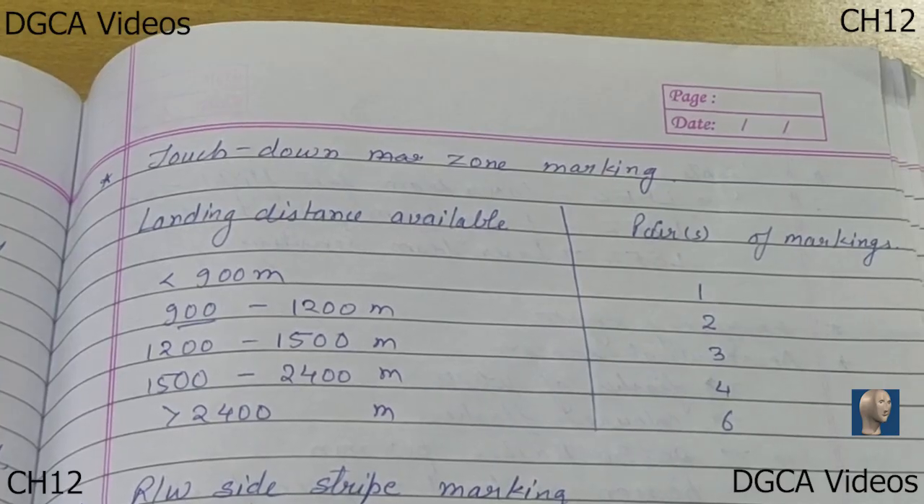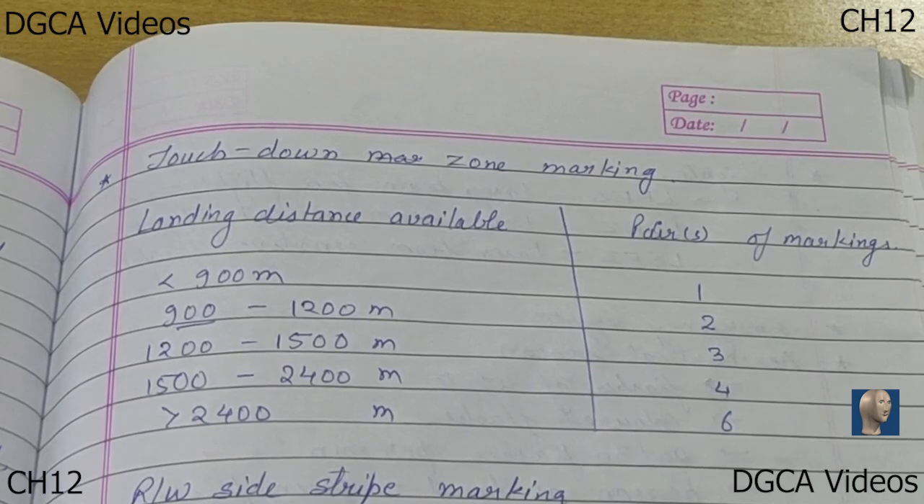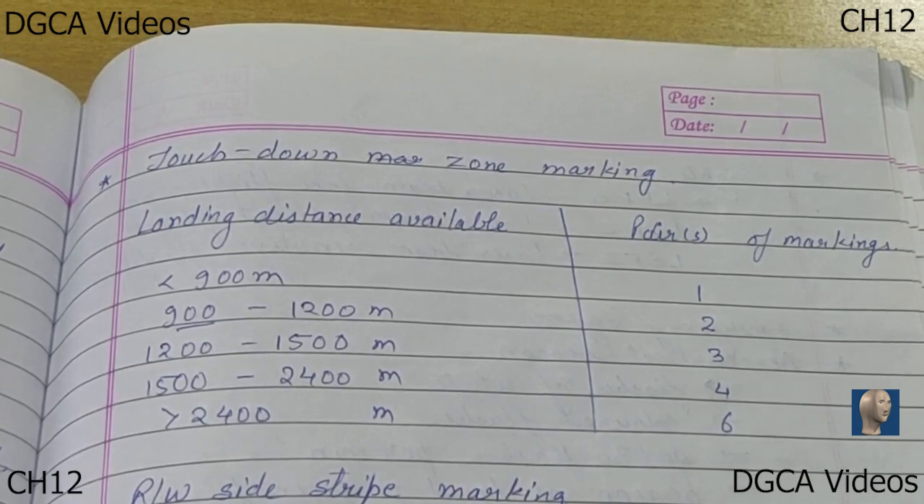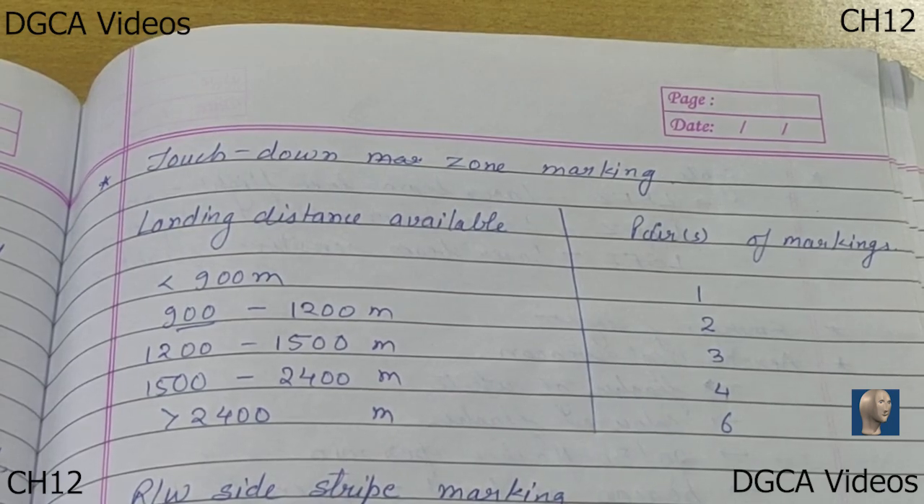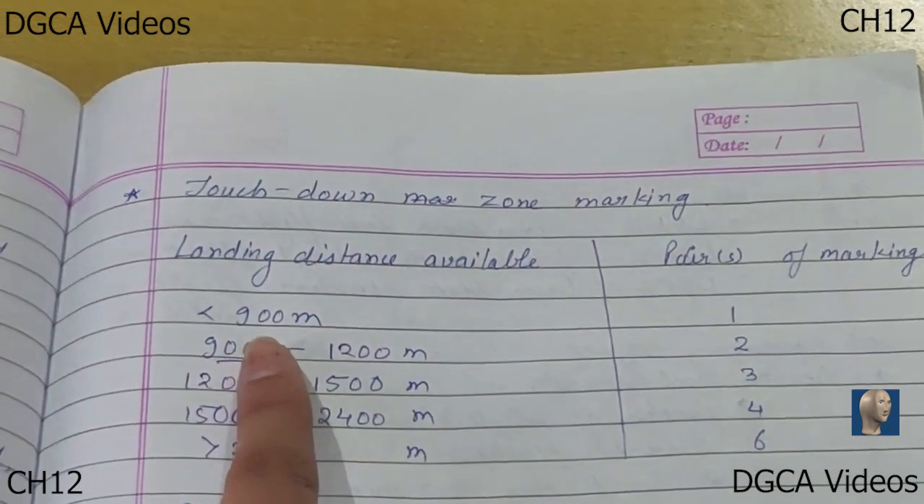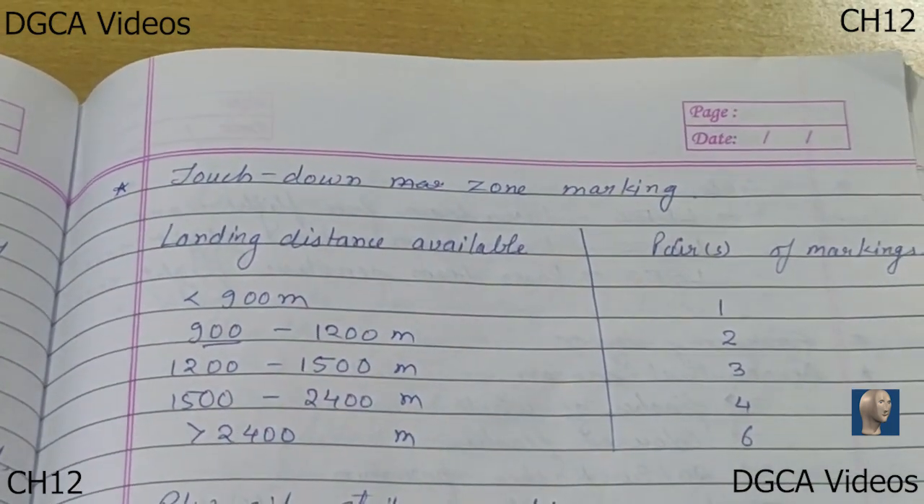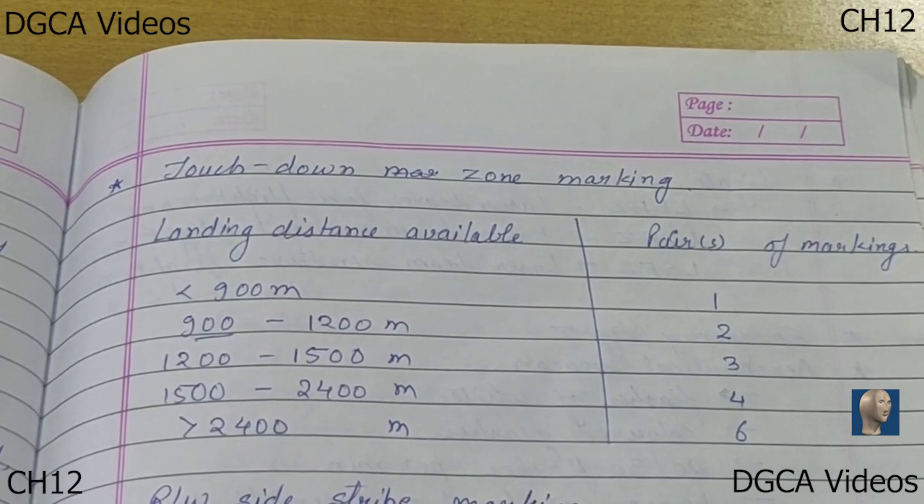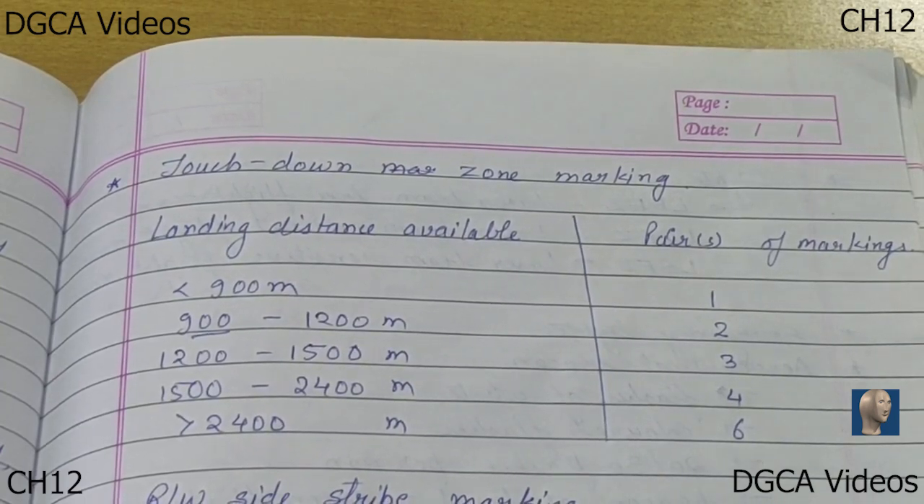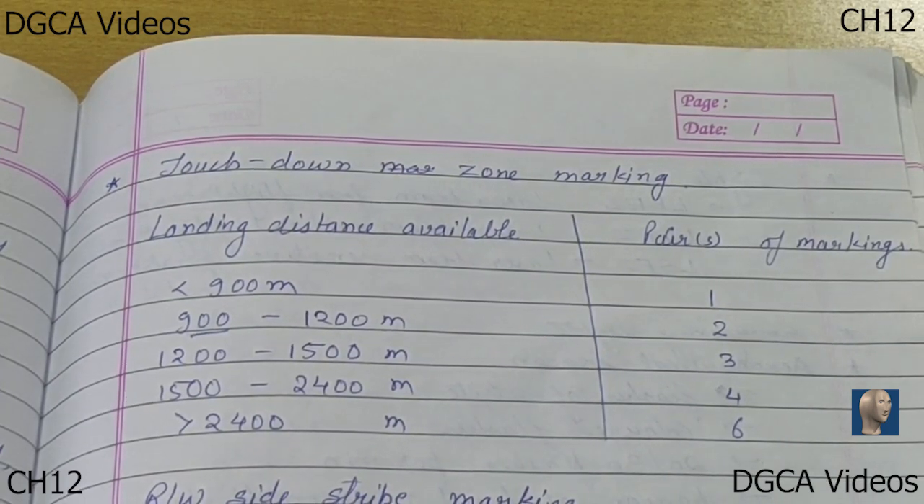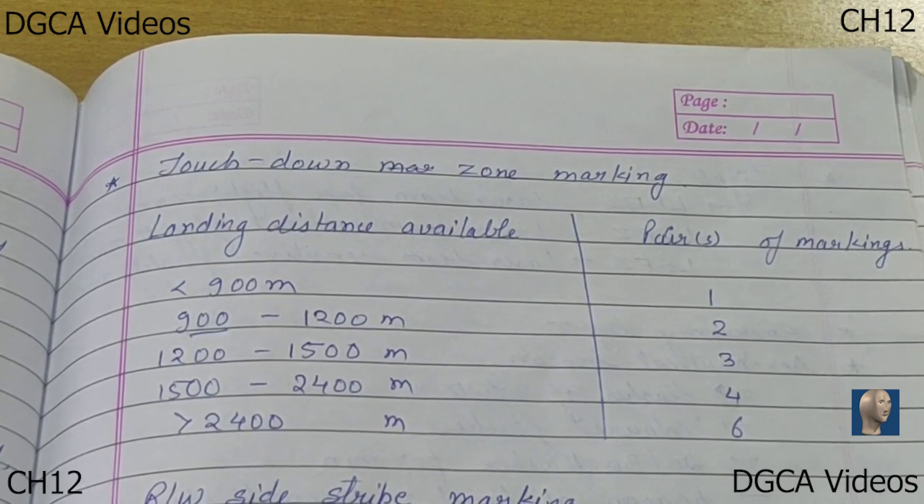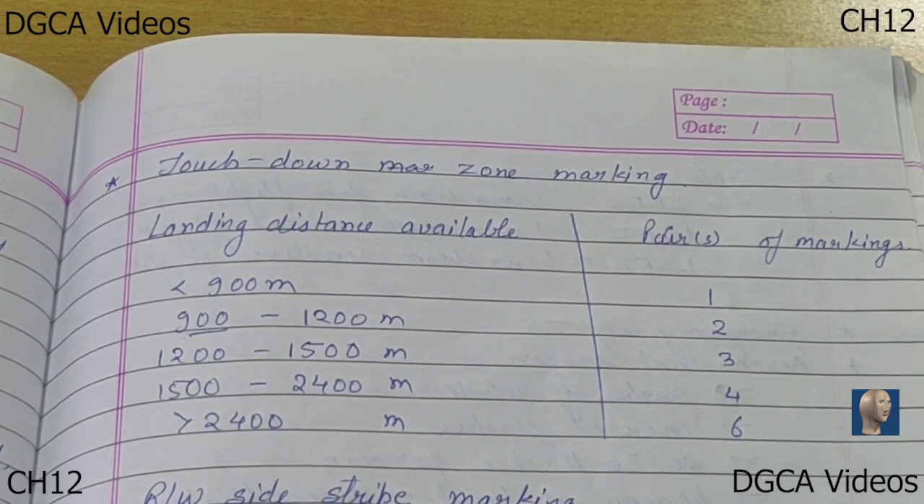Touchdown zone markings will be provided in the touchdown zone, as the name suggests, where the precision approach runway code is 2, 3 or 4. So in this table it tells you the landing distance available. If the landing distance is less than 900 meters, then only one pair of markings will be there. For 900 to 1200, 2 pairs of markings, 1200 to 1500 meters, 3 pairs of markings, 1500 to 2400 meters, 4 pairs of markings, and greater than 2400 meters it is 6 pairs of markings.